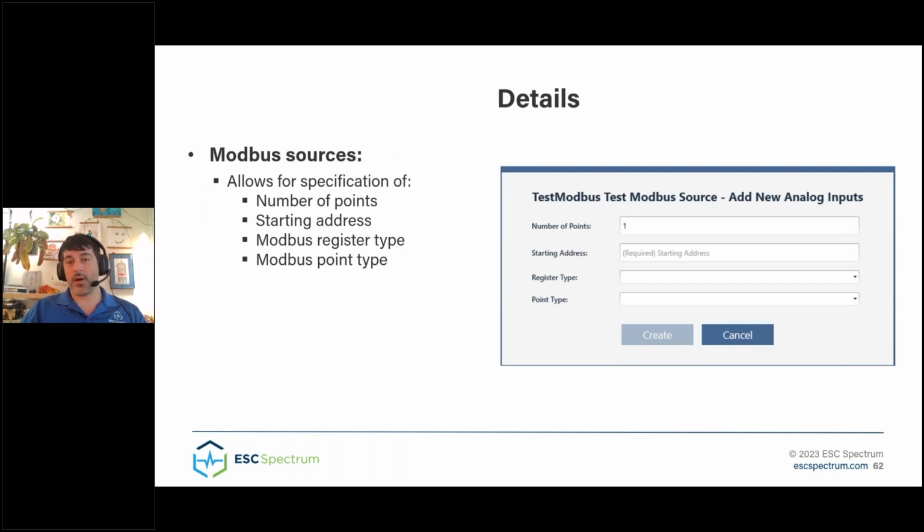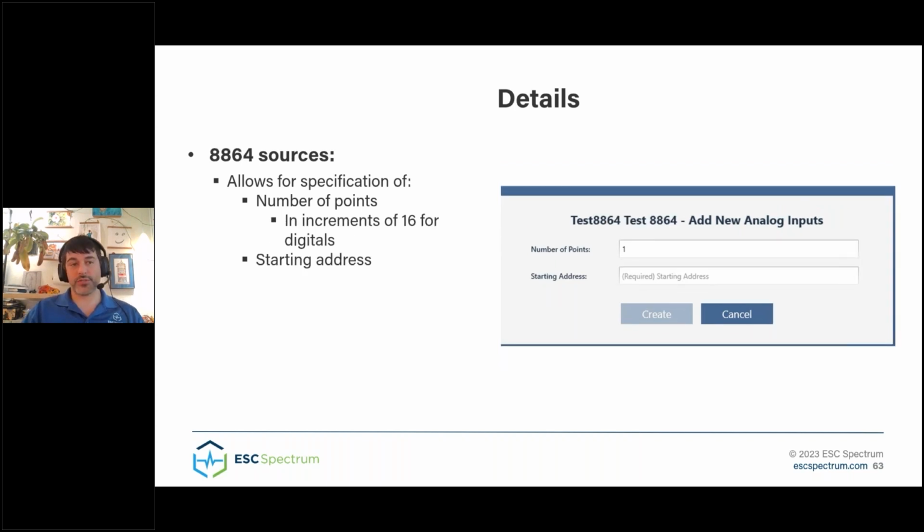So for example, here with a Modbus source, you would add this new thing and you would specify the starting point, the starting address, the register type, point type. And when you hit create, it would, from the starting address, add all of the points that you specified with the number of points. For 8864 sources, very similar, you specify the number of points. If it's for digitals, it has to be in increments of 16 because the digital points are blocked like that. And you just give it the starting address, you hit create, and it runs down the sequence of creation.